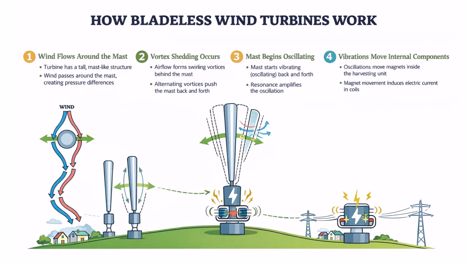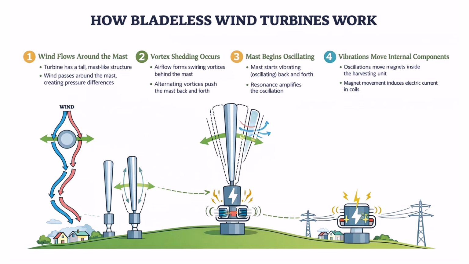Step 2. These pressure differences create a phenomenon called vortex shedding. Swirling vortices of air form alternately on each side of the mast, pushing it back and forth. Step 3. The mast begins oscillating, vibrating rhythmically from side to side. The geometry is tuned so that resonance amplifies this oscillation. Step 4. Inside the base, those oscillations move magnets back and forth through coils of wire, inducing an electric current by electromagnetic induction. No spinning parts, no gearbox, much quieter, and far less risk to birds.